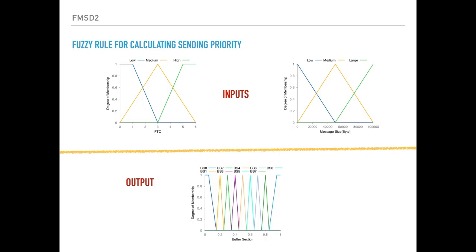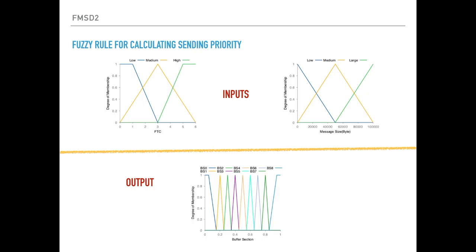We use fuzzy logic for our protocol to calculate sending or dropping priority for messages. Fuzzy logic is the complete opposite of Boolean logic, where fuzzy logic has no true or false. It only has a degree of membership, such as 0.5, that the test statement is true.